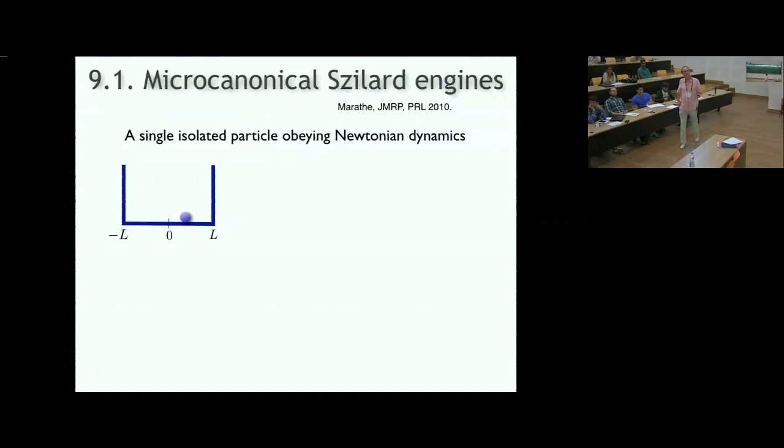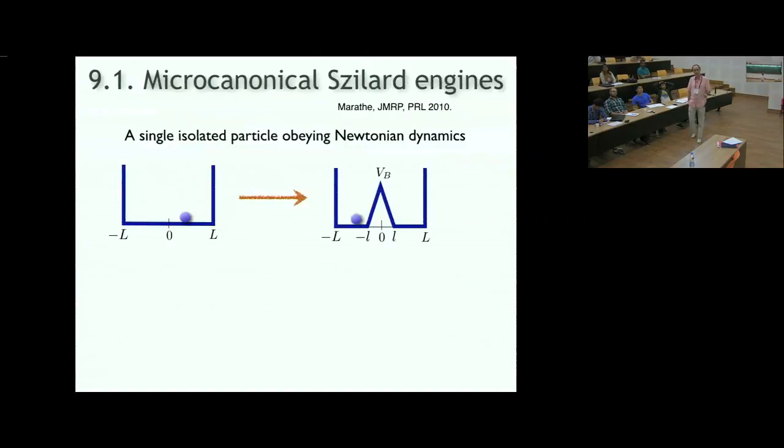So the particle is in a box, like we have seen before, and obeys Newtonian dynamics. This is 1D, so it's bouncing off the walls. The collisions are elastic. There is no bath, there is no friction. It's completely Newtonian without friction, so energy is conserved and so on. Okay. So now we do the following.